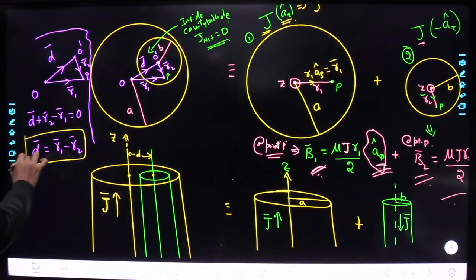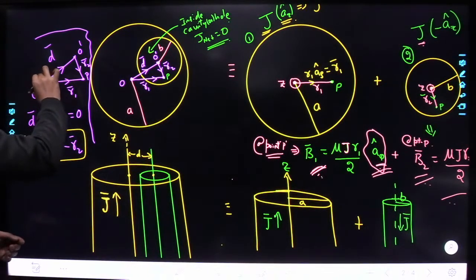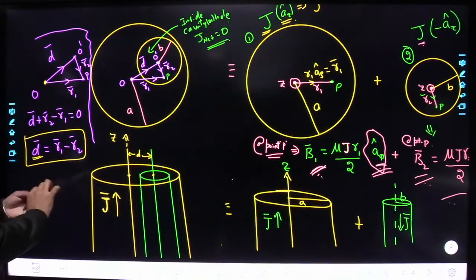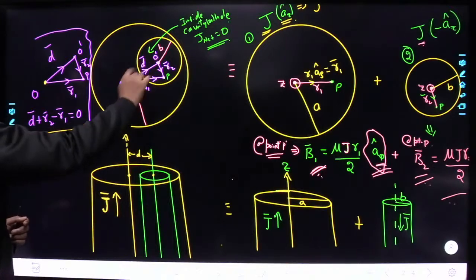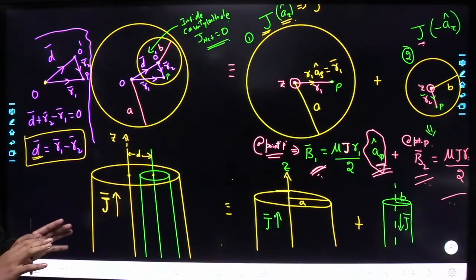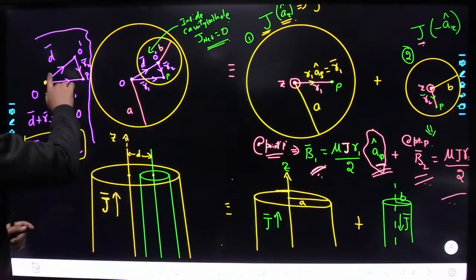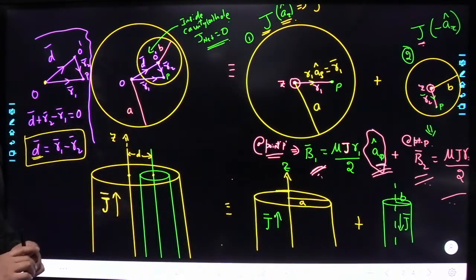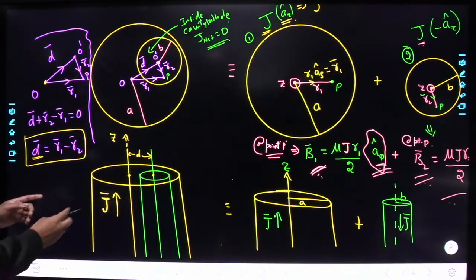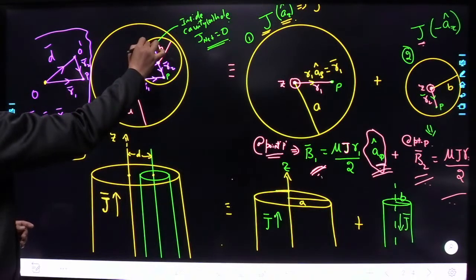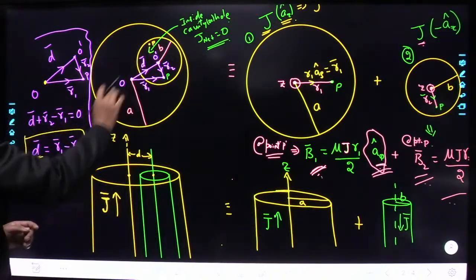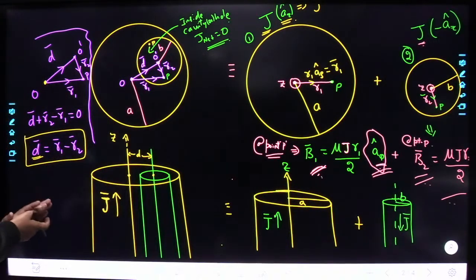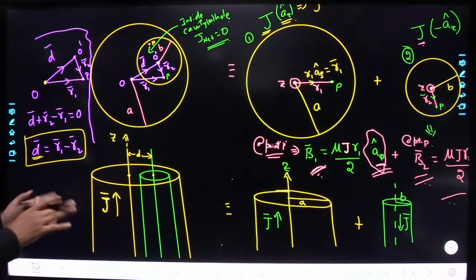Understood? So this D bar is nothing but the distance between the centers of the two cylindrical wires. Yes or no here? Now see here. If you consider some other point P here, somewhere here, then also you are going to land up with the same result.